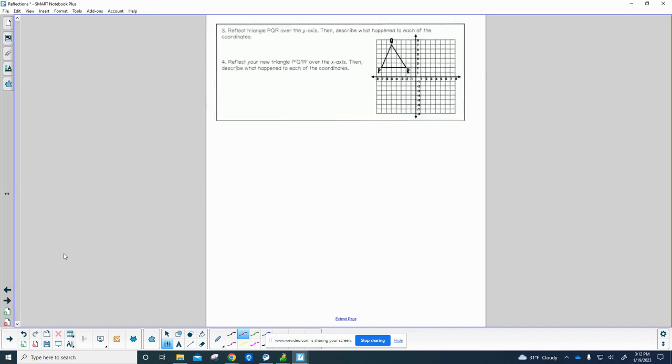All right, here's another triangle. We're going to reflect this one across the y-axis and describe what happened to each of the coordinates. So when we flip it across the y-axis, there's our new coordinates. And we notice that as we did that, all of the y values stayed the same. See how Q is still the same level as it was to begin with. All the x values have flipped to their opposites. So all the x coordinates of these points are now on the opposite side of the y-axis, and that's going to be their new value.